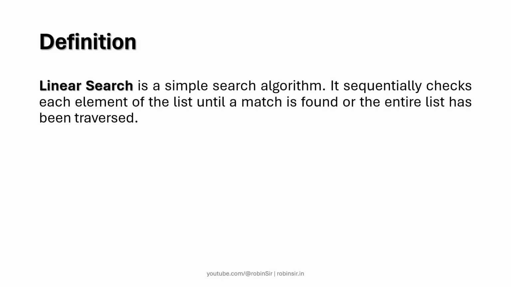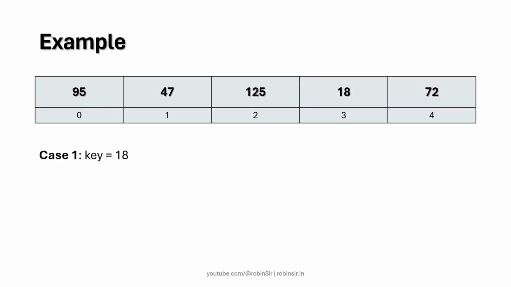Let's try to understand this with an example. Consider this array with 5 integers: 95, 47, 125, 18 and 72. And let's say we want to search whether 18 is there in the array or not. So 18 is our key element. If we apply linear search to search for 18, then the searching will begin from index 0. At index 0, we find 95. So 18 is unavailable here.